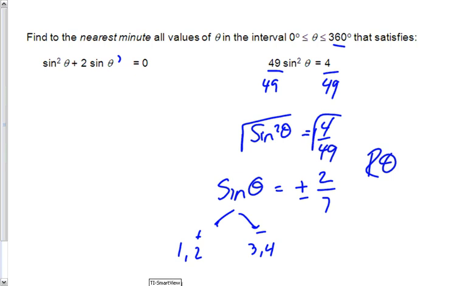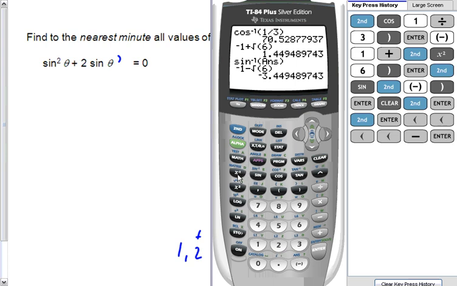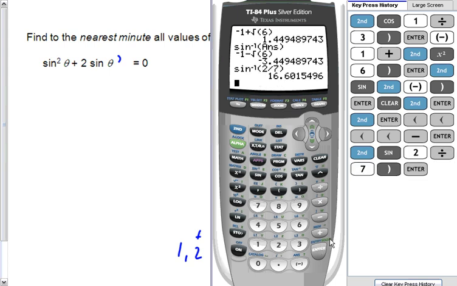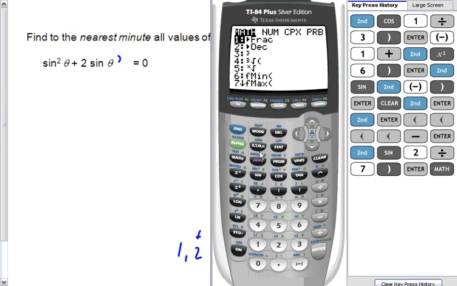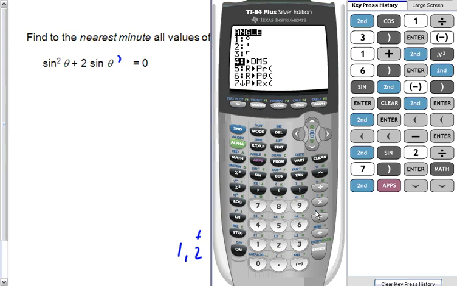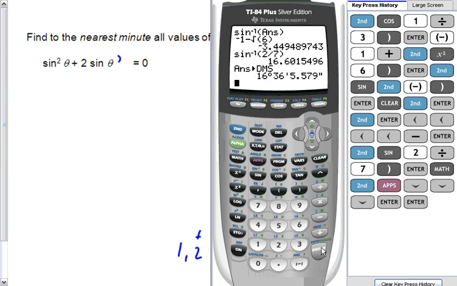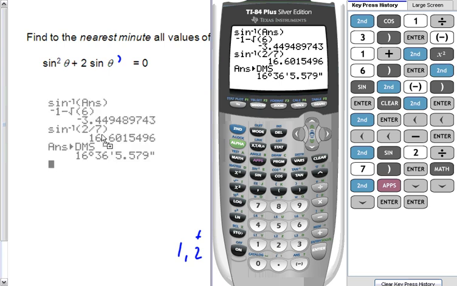So we do need a reference angle. And since it says to the nearest minute, we're going to have to do a little extra work. So I'm going to have to do the arc sine of 2/7. And I get this as our wonderful angle, 16.6015. We need to change this to degrees, minutes, seconds. So math, nope, not math, sorry. Second angle is DMS number 4, so I can scroll down there to 4, press enter, and that's going to give me one of my answers. And I'll just pull that over here so I can use that.